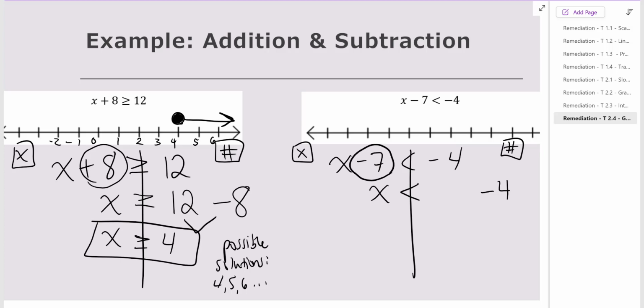But negative 7, we need to move over here on the number side. Necesitamos mover menos 7 en el otro lado porque es un número. So negative 7 is a number. It's negative, now positive. When it crosses the line, change the sign. And then 7 minus 4 is 3.